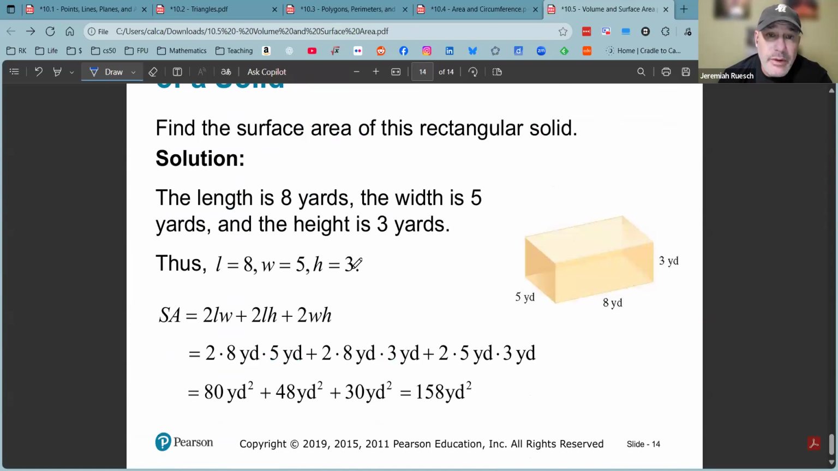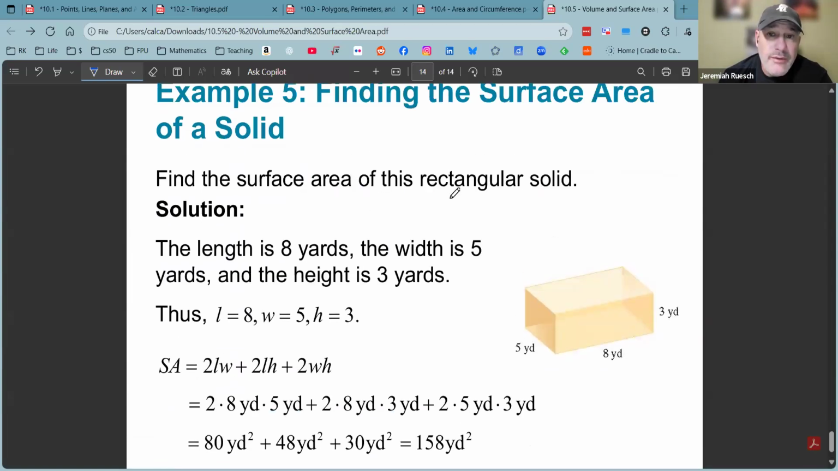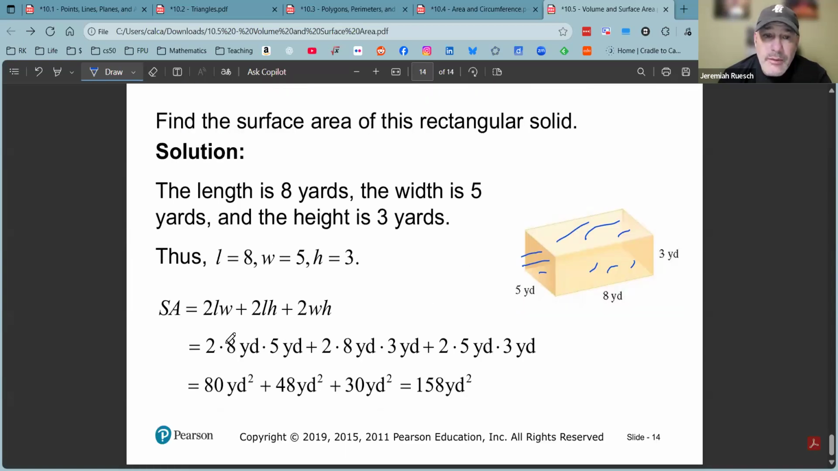And then in this last example here, we want to find the surface area of this rectangular solid. So there are 3 areas that you need to find: the area of this side here, the area of the top, and then the area of this side. Okay, and then we add all this together and multiply by 2. So that's what we're doing here.